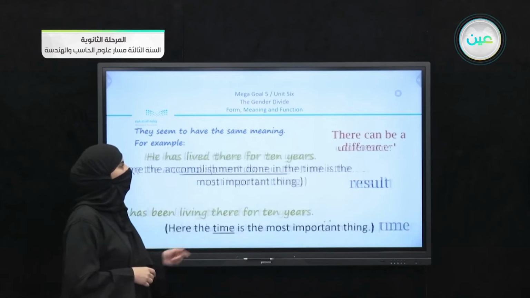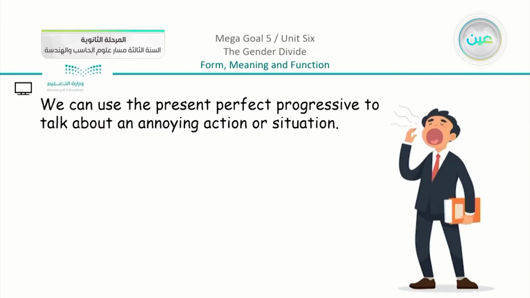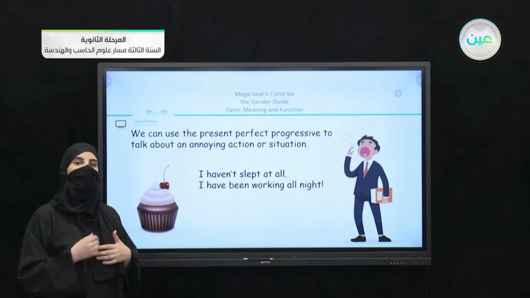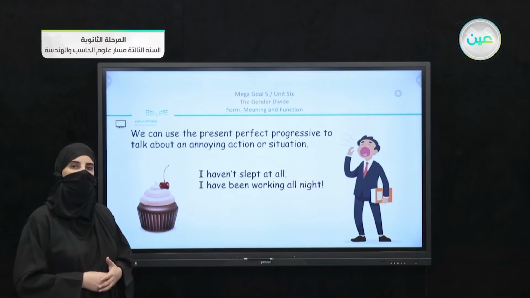Now moving on, we can use the present perfect progressive to talk about an annoying action or situation. Now, for example, I can say, I haven't slept at all. I have been working all night. You can see at the first sentence, I haven't slept at all. We have "haven't slept," which is the present perfect simple, meaning that I am talking about my action. But in the other sentence, I have been working all night. I am focusing on the duration or the time of the action.